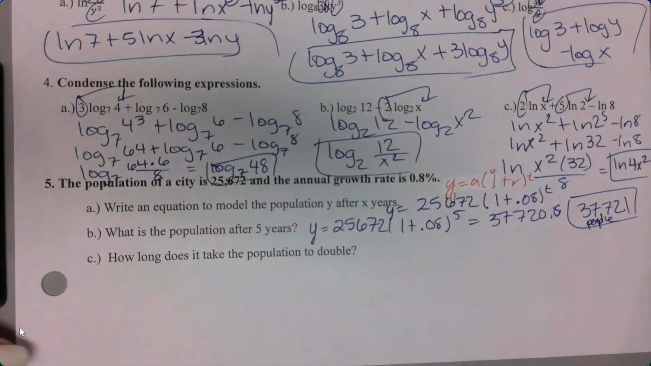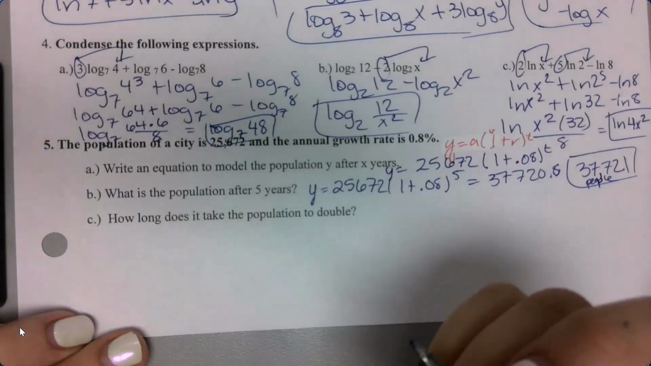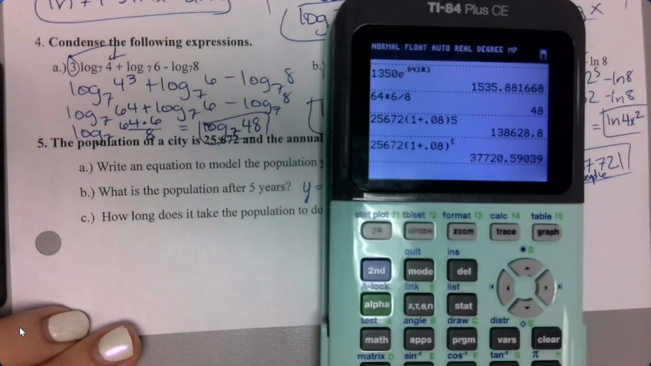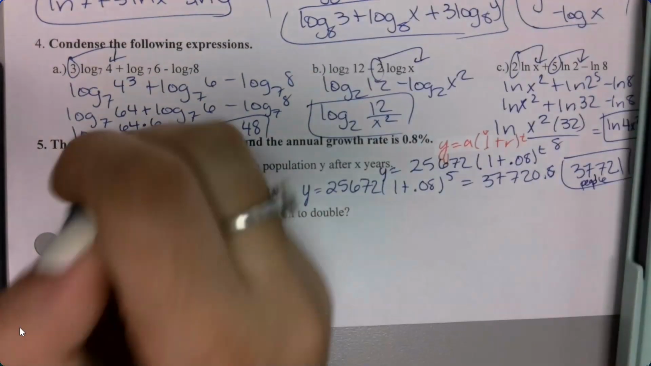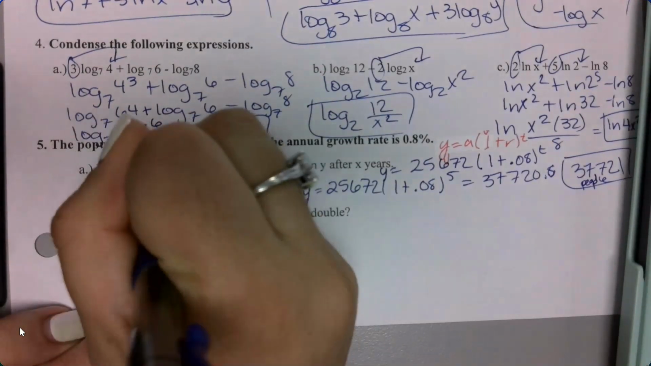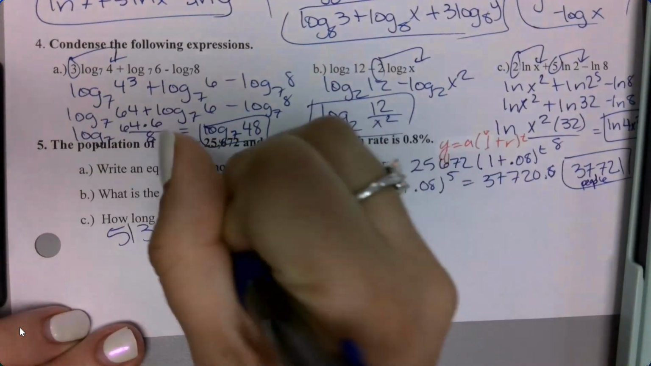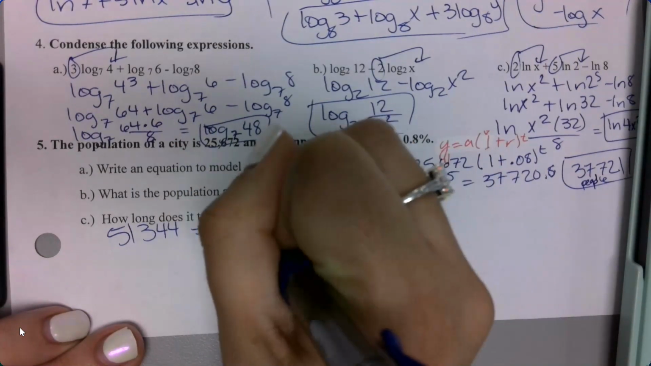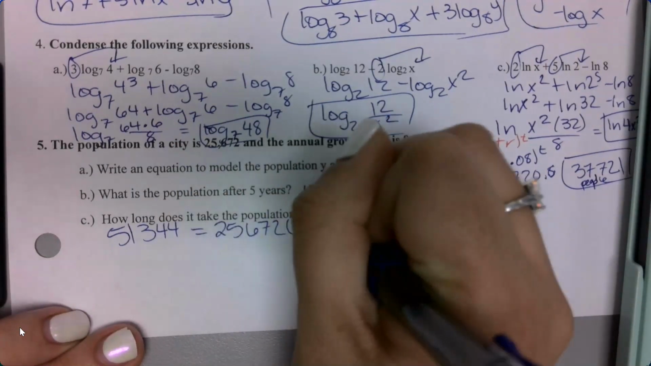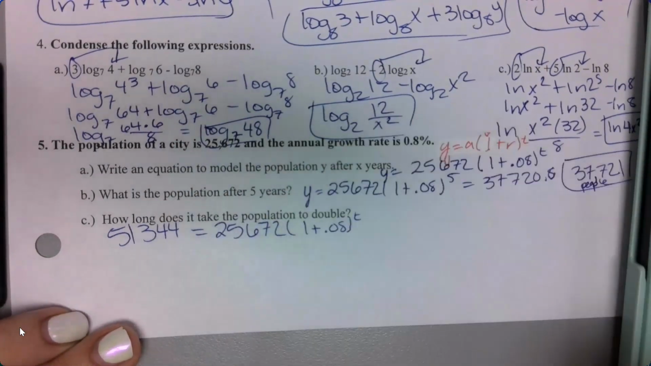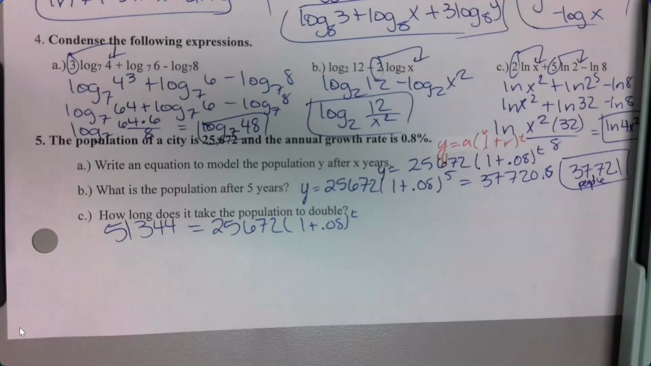How long does it take for the population to double? I don't know what that number is doubled. That's not a nice one. So 5,134 equals 25,672 times 1 plus 0.08 to the t. I'm going to go ahead and solve this by hand. Remember, the other way to do this is to graph it.